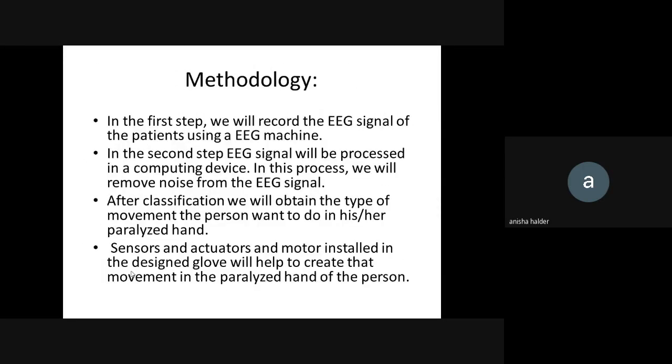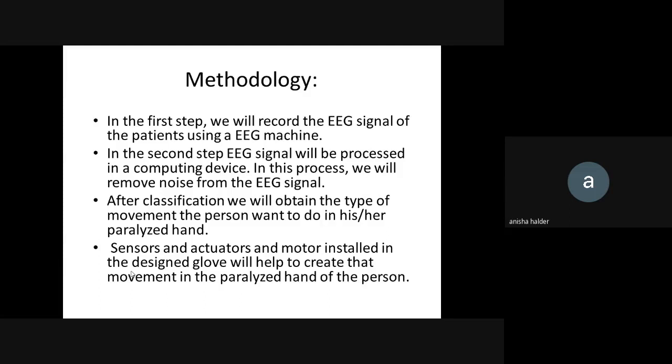Okay. What is the methodology? First, we will record the EEG signal of the patient using the EEG machine. Say he is thinking to move his hand right, or he wants to hold a water bottle. In the second step, the EEG signal will be processed in a computing device.